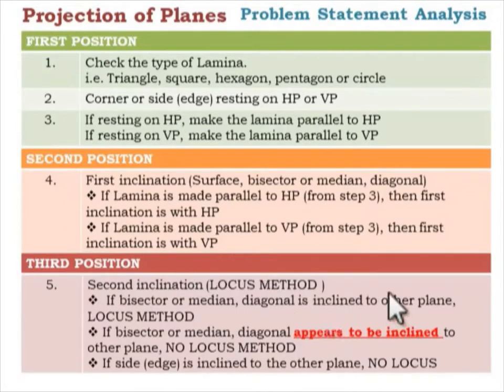Third position, if bisector, median or diagonal is inclined to the other plane, then it is a locus method. If bisector or median or diagonal appears to be inclined to other plane, then it is not a locus method, if these words appears to be inclined are given. If the second inclination is given to a side or edge, then it is not a locus method.